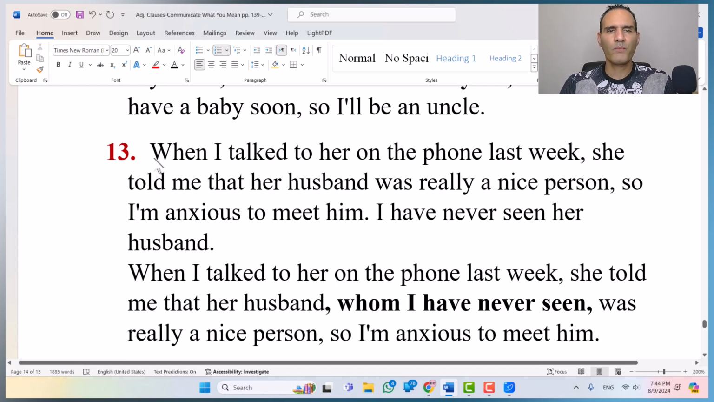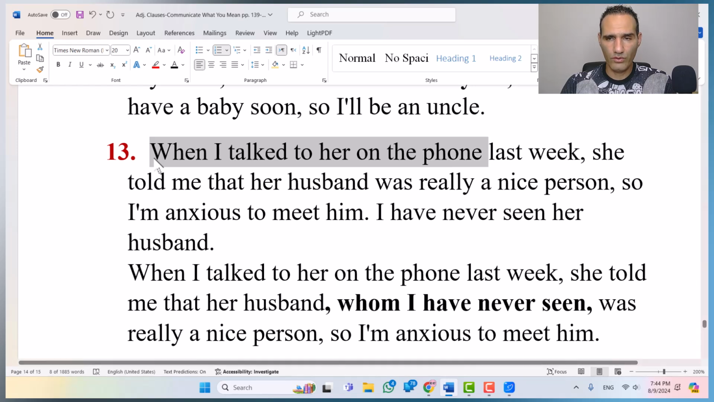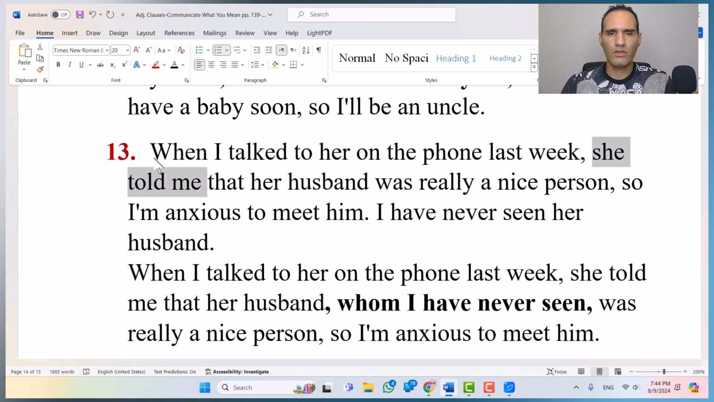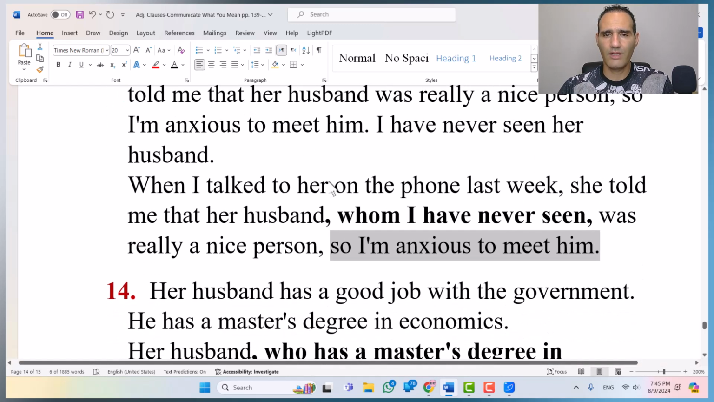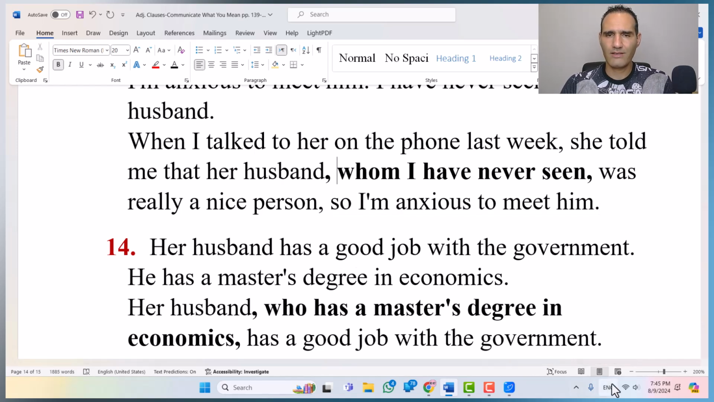And the 13th: when I talked to her on the phone last week, she told me that her husband was really a nice person, so I'm anxious to meet him. I have never seen her husband. When I talked to her on the phone last week, she told me that her husband, whom I have never seen, was a really nice person, so I'm anxious to meet him. So surely here the adjective clause is unnecessary because surely the person has just 1 husband, and in this case we need to have these commas, certainly.